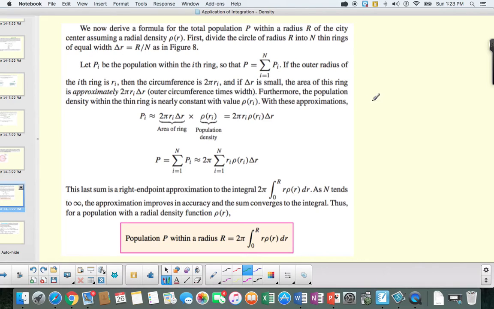Okay, so remember the ring right here, its area is going to be described as the circumference times the thickness. So this will represent the area of the ring, and then we'll have the population density. And so when we multiply that, that's going to represent one of the rings. And you can see the population is dependent on how far away you are from the center. So this is the way the population integral looks like: 2 pi r times the density times that thickness.